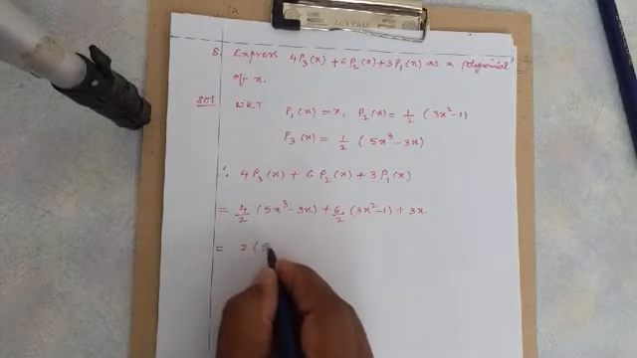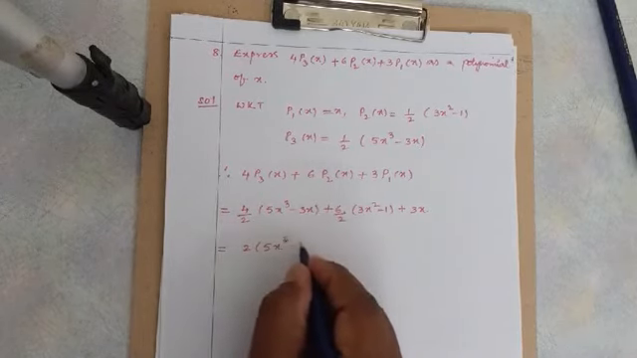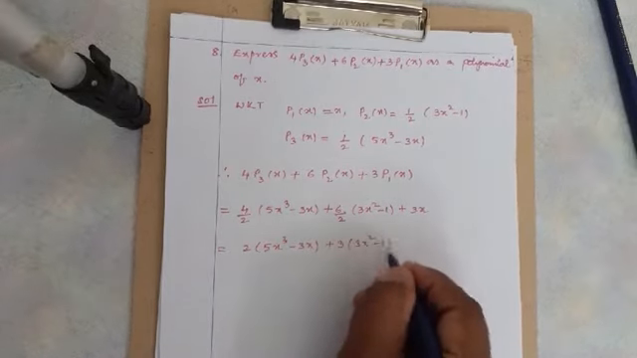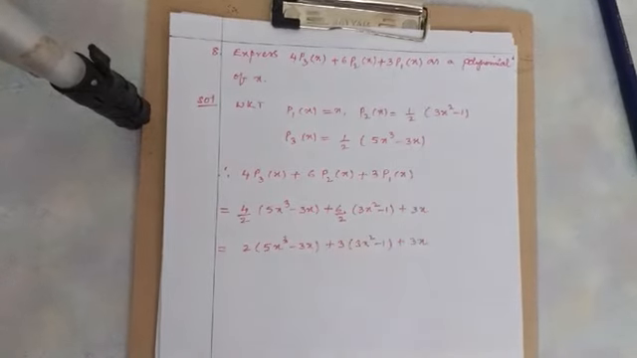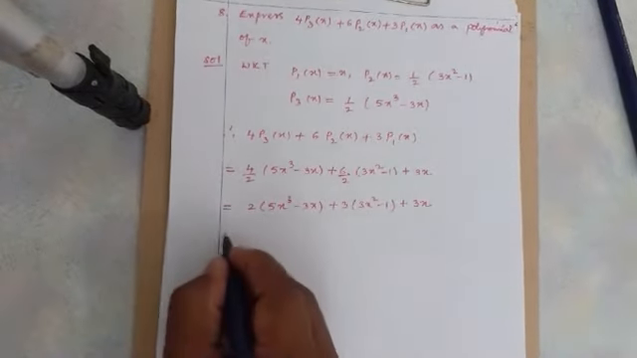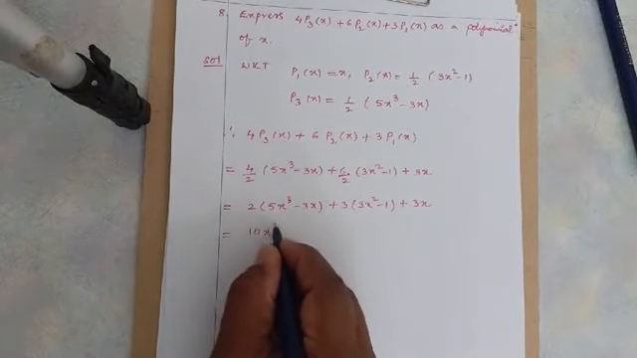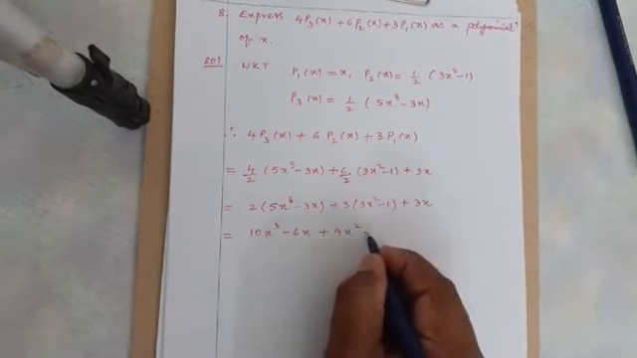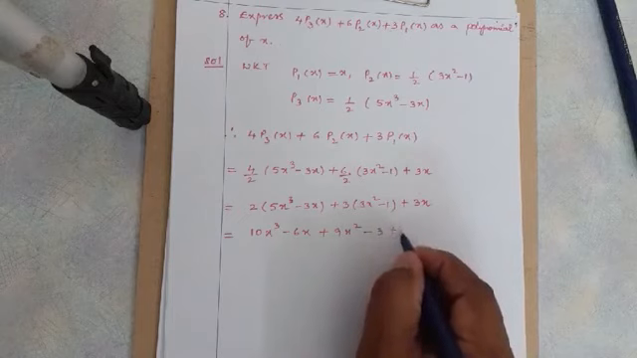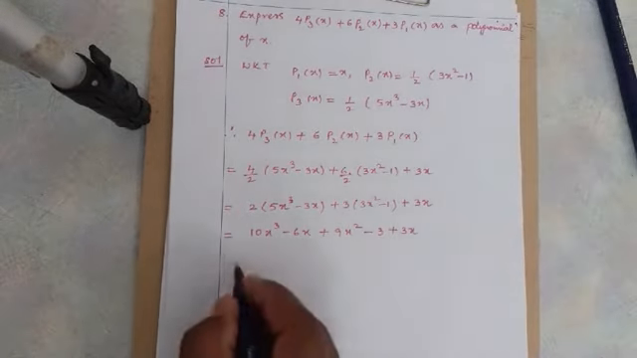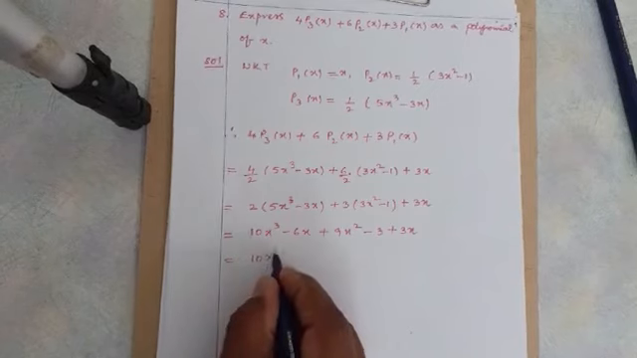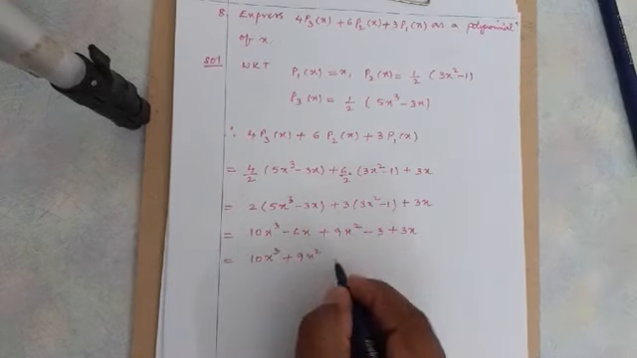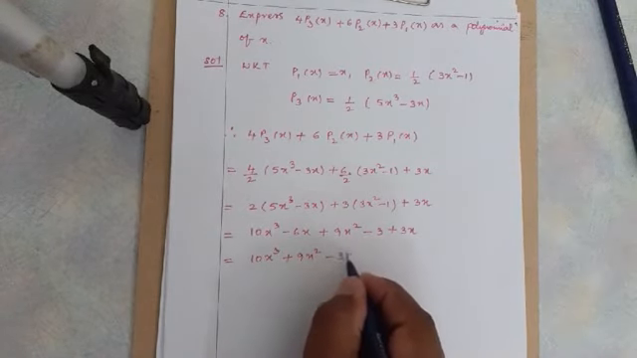So I write one step. 2 into (5x^3 - 3x) plus 3 into (3x^2 - 1) plus 3x. Then after that multiply with 2 inside, so that becomes 10x^3 - 6x + 9x^2 - 3 + 3x. Then this is equal to 10x^3 + 9x^2 - 6x + 3x, how much? Minus 3x, minus 3.